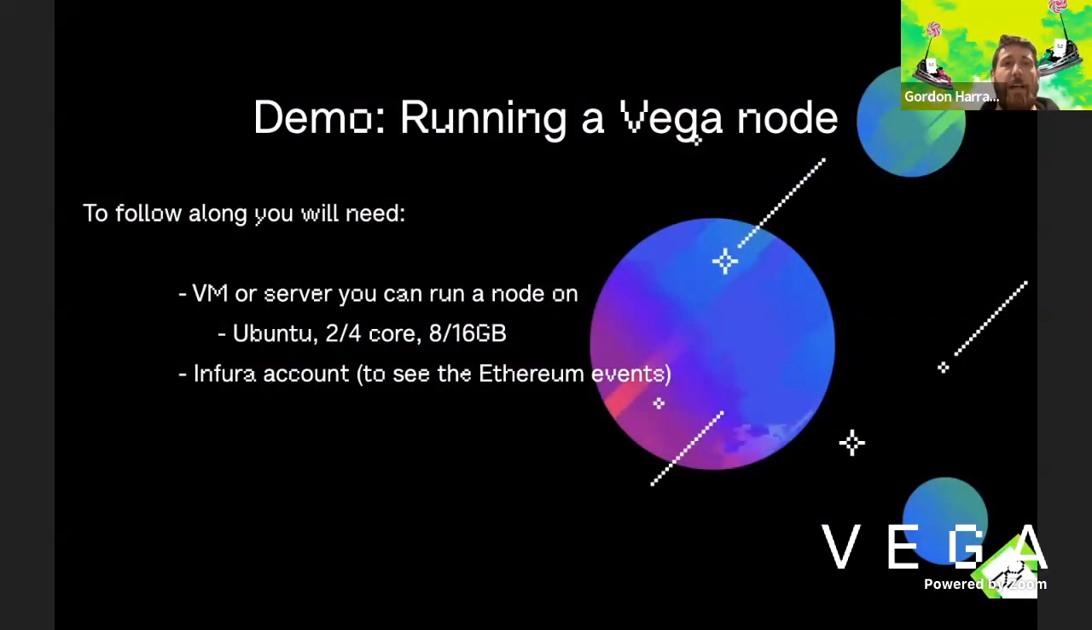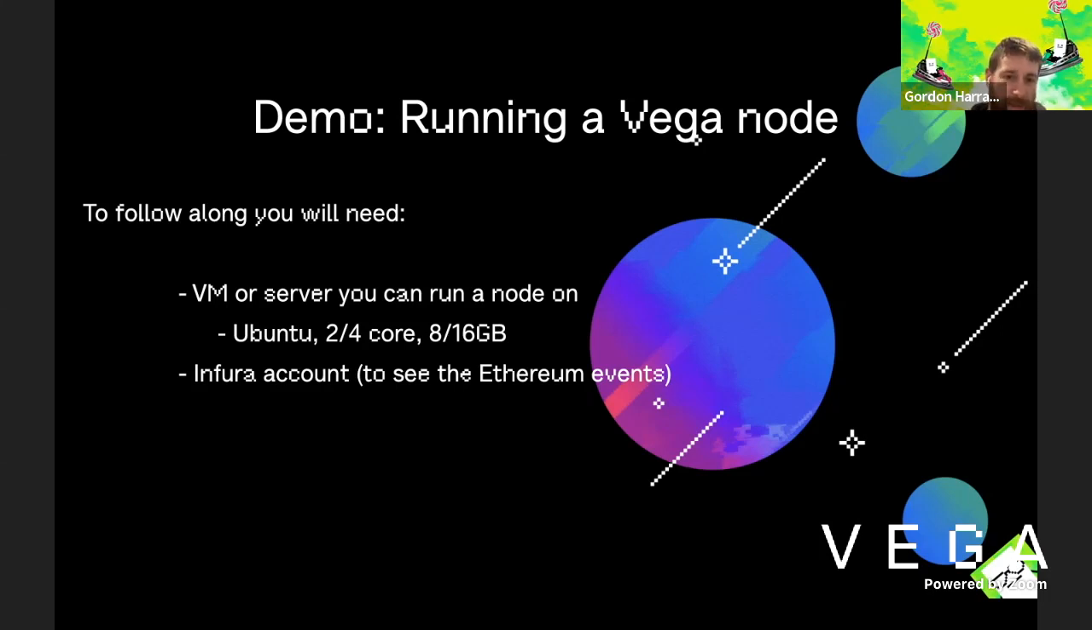Cool. So today, the actual demo part of this, we will be running through how to run a Vega validator node. It'll be kind of an interactive-ish session. So if you'd like to follow along, you've got a few minutes now while I talk through a few bits. Feel free, if you've got access to a VM or a server that you can run a node on.